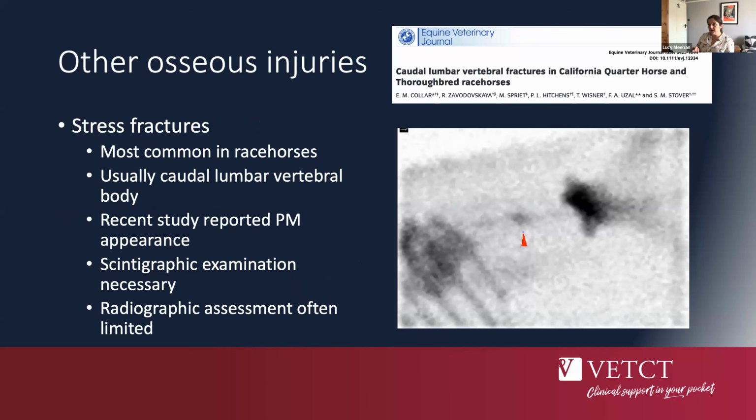Just a quick whiz through other less common osseous injuries. We do occasionally see stress fractures. They're most common in racehorses. There's a really nice study that looks at the post-mortem appearance. It can be quite a difficult region to image because they're often in the lumbar region. We usually do scintigraphy, and there's limited usefulness of radiographic assessment.